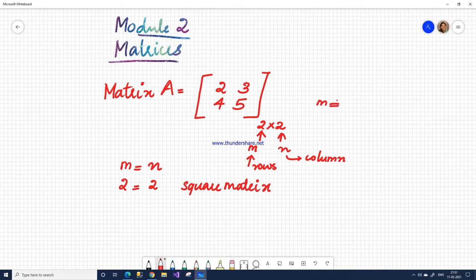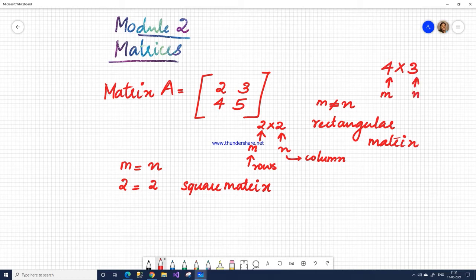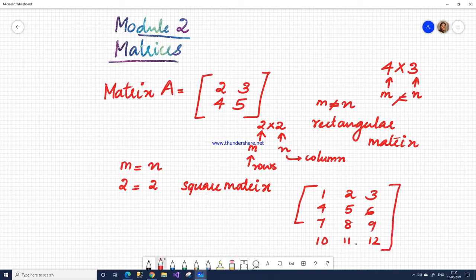Suppose if M is not equal to N, it is a rectangular matrix. For example, if it is order 4 by 3, that is M rows and N columns, that is 4 rows and 3 columns, in this case M is not equal to N, so it is a rectangular matrix. So 4 by 3 matrix means it should have 4 rows and 3 columns: 1, 2, 3, 4, 5, 6, 7, 8, 9, 10, 11, 12. So this is a 4 by 3 matrix.